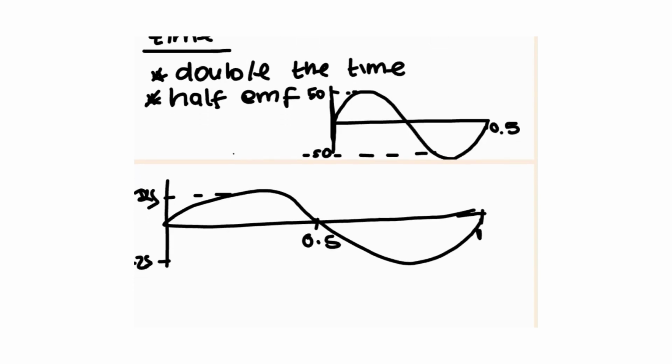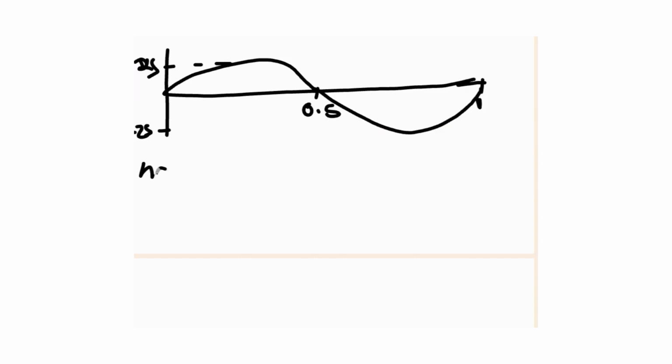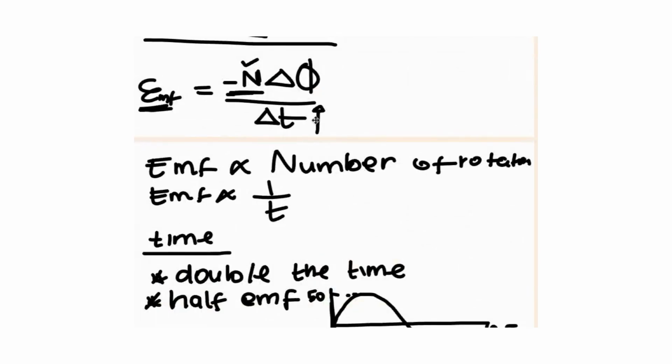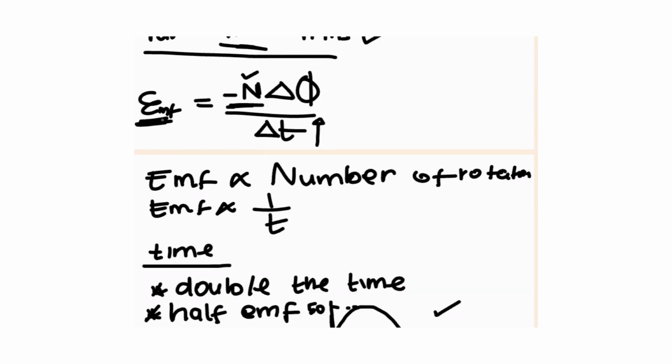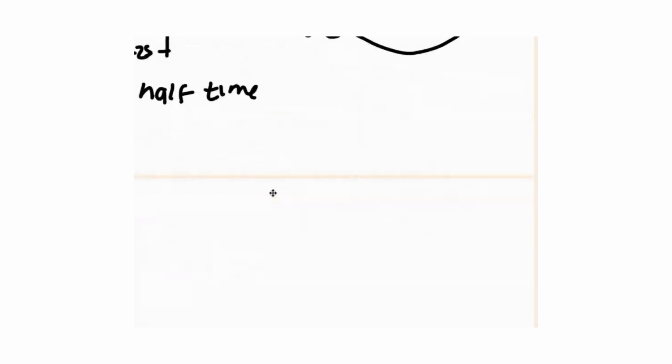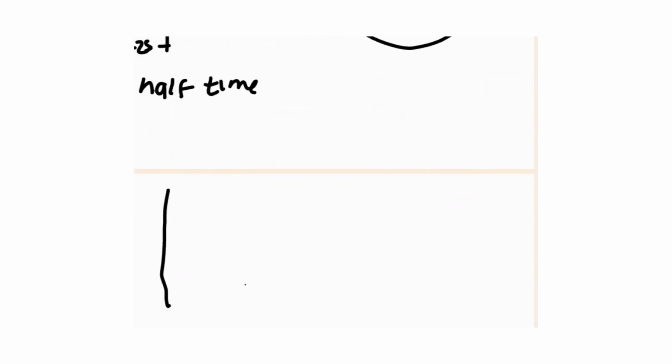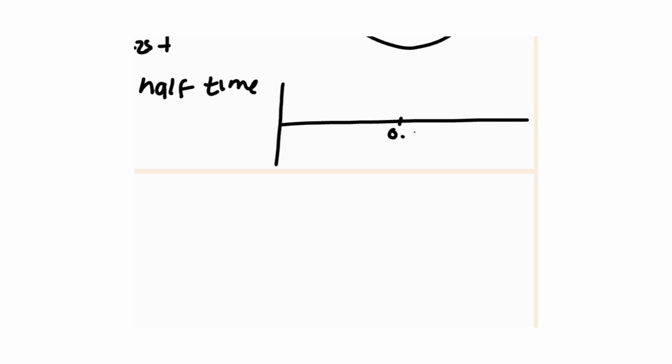What happens if you halve the time? According to that, if you halve the time, it means the time decreases, you take less time. I'm still going to reference that first graph. If I halve the time, the EMF is going to double and the number of rotations will double. My EMF was 50 on that first graph. If I halve the time, I'm going to take half of 0.5 to complete a full cycle. 0.5 divided by 2 is 0.25.